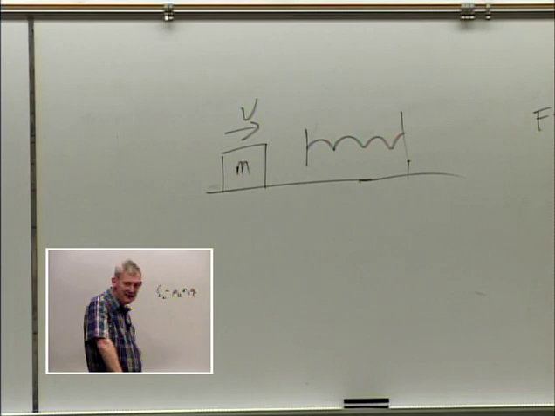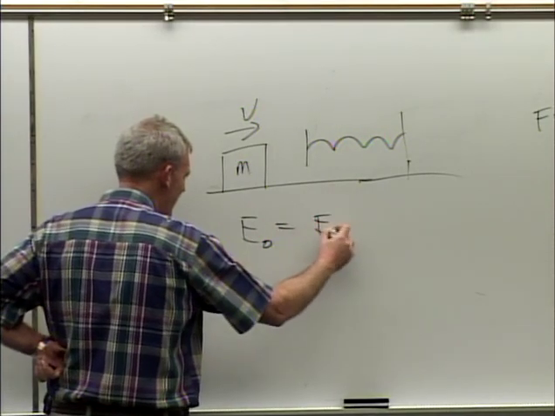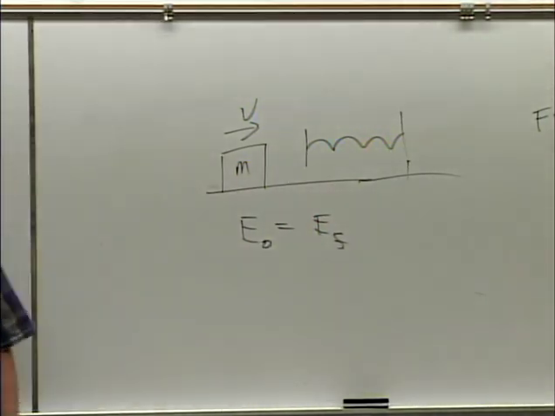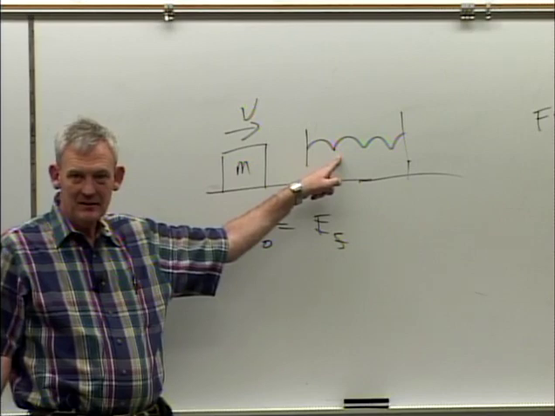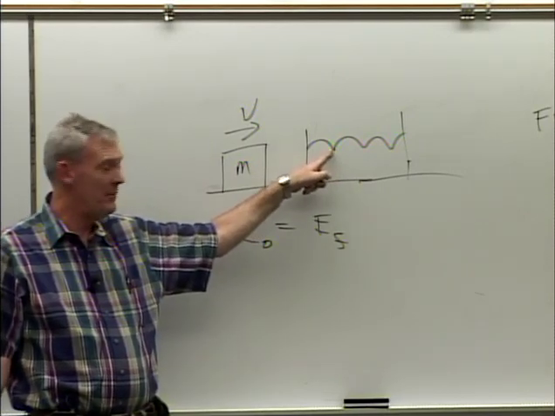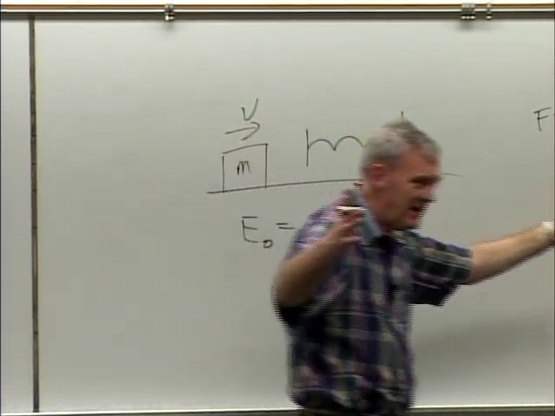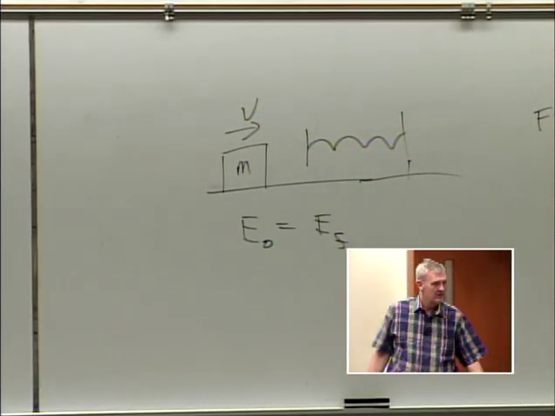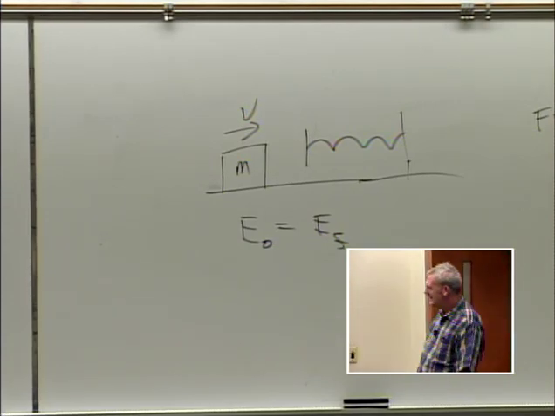So what do we know if there's no friction and there's no air resistance? What happens to my energy? It's conserved. So what's going on before equals what's going on after. What's the only energy that's going on here? Kinetic. Yeah. What's the only energy that's going on before, in the E naught part? The spring is in equilibrium, so he's at zero, right? If he's just sitting there, if he hasn't been compressed.